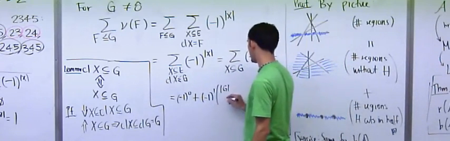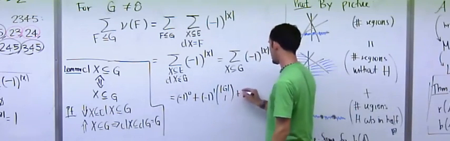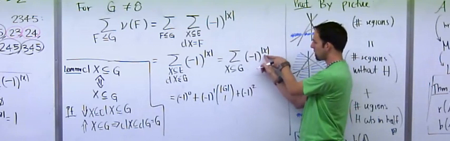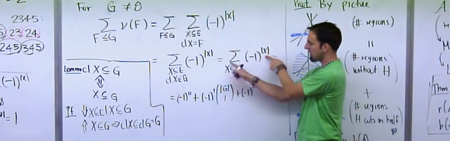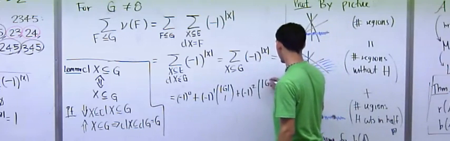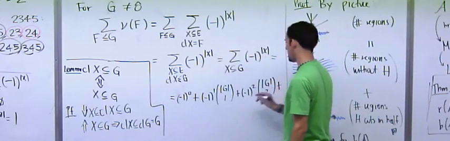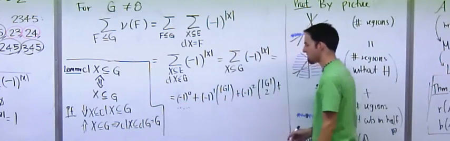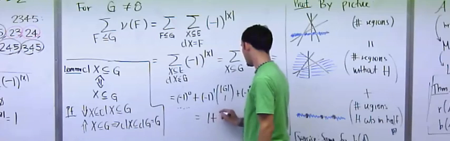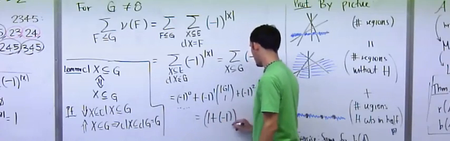G, choose 1. How many times am I going to get a minus 1 to the 2? Well, the number of times that I have a 2-element subset of G. G, choose 2. Dot, dot, dot. This is the same sum that we saw last time. This is just the binomial expansion of 1 plus minus 1 to the size of G.